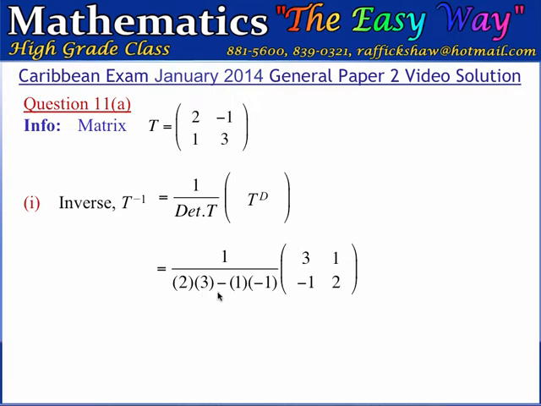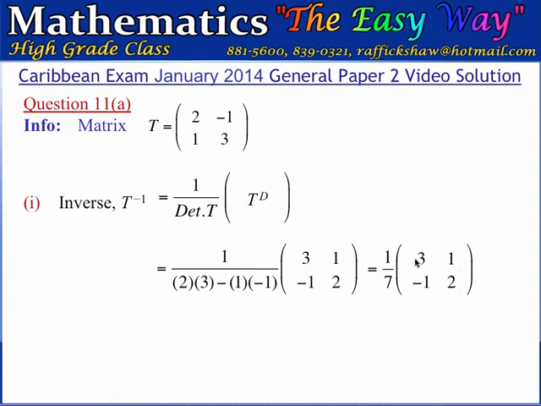Now here the determinant will be equal to 2 times 3 is 6, and negative 1 multiplied by negative 1 is positive 1. And so the determinant of T will work out to 6 plus 1, which is 7. We can therefore show that this expression reduces to this. It is 1 divided by 7, where 7 is the determinant of T, and the adjoint matrix of T is 3, 1, minus 1, 2.